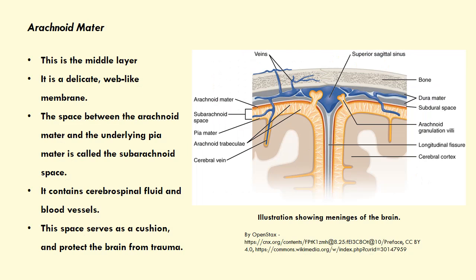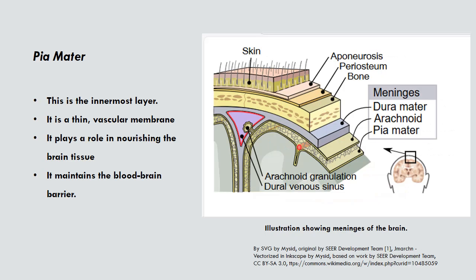The middle layer, the arachnoid mater, is a delicate web-like membrane that lies just beneath the dura mater. The space between the arachnoid mater and the underlying pia mater is called the subarachnoid space, which contains cerebrospinal fluid and blood vessels. This space serves as a cushion, absorbing shocks and protecting the brain from trauma. The innermost layer, the pia mater, is a thin vascular membrane that closely follows the contours of the brain and spinal cord, dipping into sulci and fissures. It plays a role in nourishing the brain tissue and maintaining the blood-brain barrier.